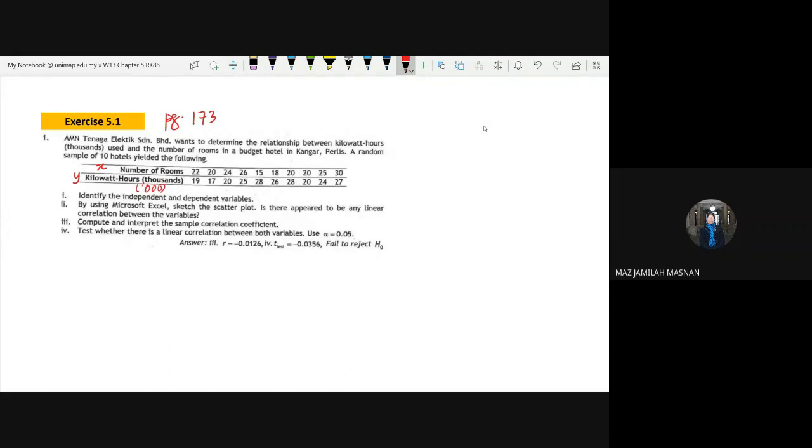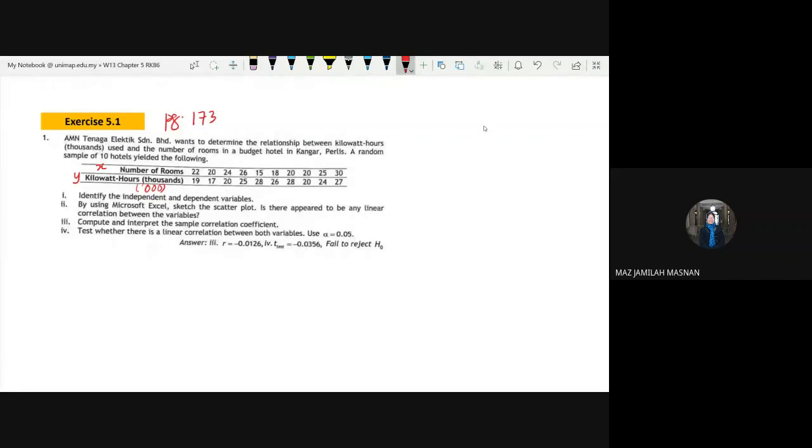Good try actually. If we say number of rooms depends on kilowatt hours, it sounds awkward, right? Of course, the usage of electricity is based on how many rooms are being used by the customer. So that's why kilowatt hours depends on your number of rooms. The more rooms being used, the more kilowatt hours there will be. That will be our assumption for this particular relationship.